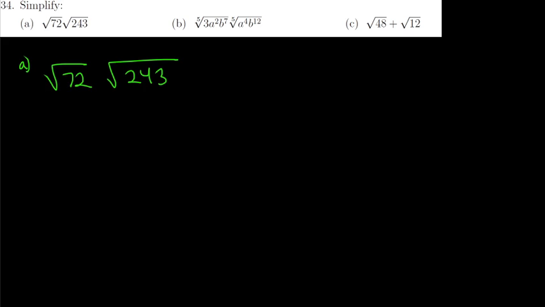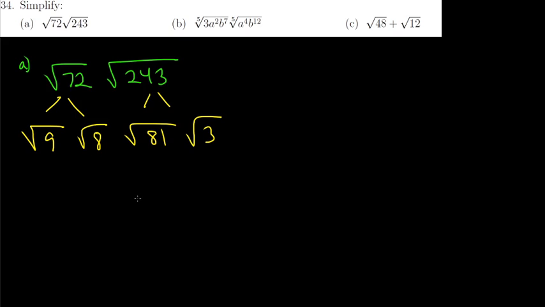Okay, 34a, we want to simplify the square root of 72 times the square root of 243. And I mean, this really is just too easy for a test. But if it is on a test, here's how you should be doing it. All right, so 72 we know is 8 times 9, or 9 times 8, right? And 243 is 81 times 3, right? So you see where this is going.